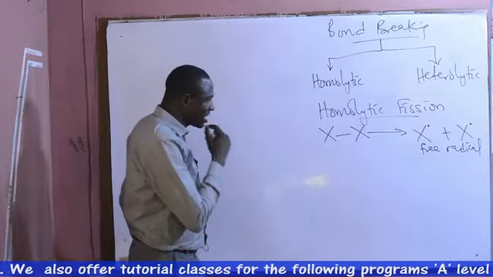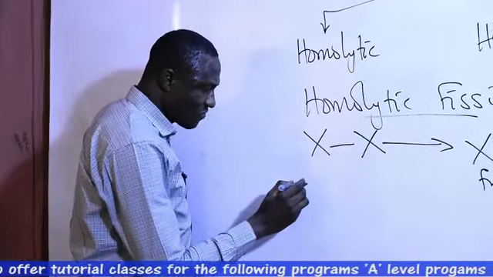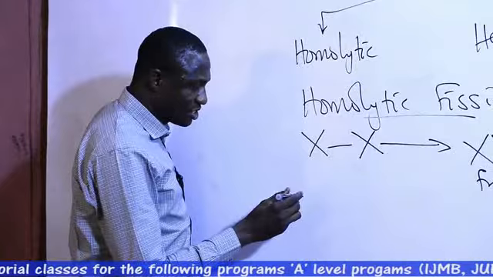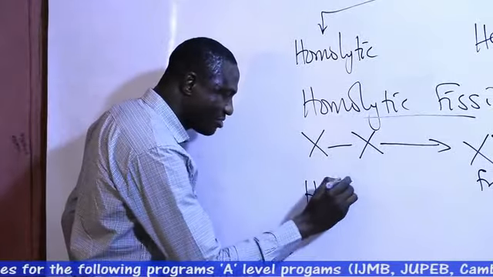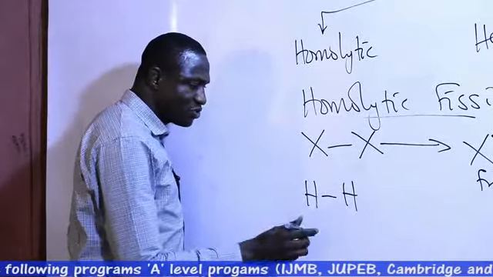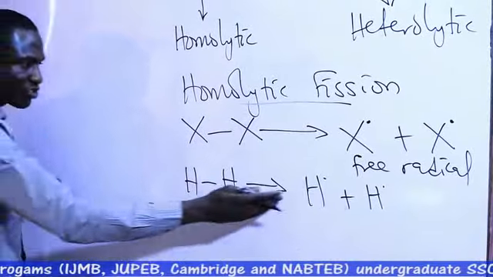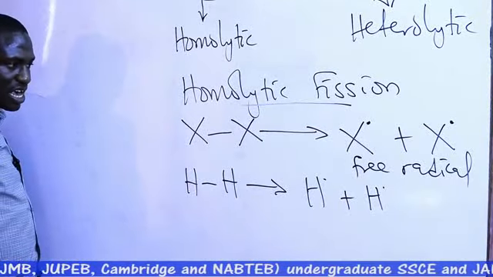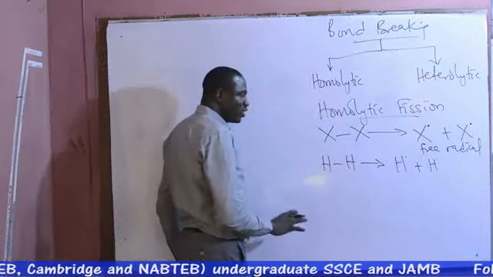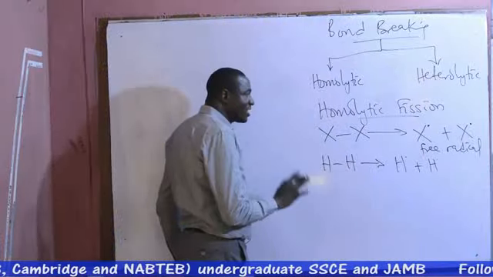Typical examples of free radicals: you have, look at this, hydrogen molecule. For the bond between these two hydrogen atoms to be broken, both hydrogen atoms will share the bonding electron equally to give us odd number of electron species. So a chemical species with odd number of electrons is what we refer to as a free radical.